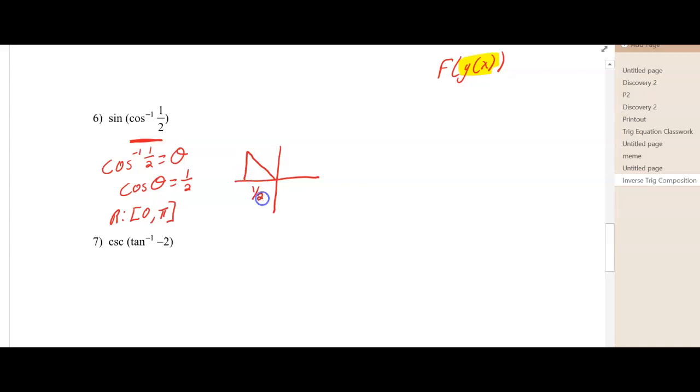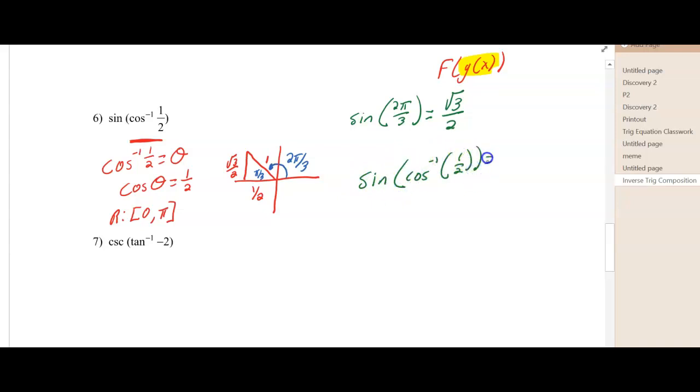Cosine refers to the x value, so this is the diagram. The reference angle is pi over 3, so the angle is 2 pi over 3. So this problem becomes the sine of 2 pi over 3, and we could use the same picture. The sine of 2 pi over 3 refers to the y value, so the final answer is root 3 over 2. So sine of inverse cosine of a half is equal to root 3 over 2.